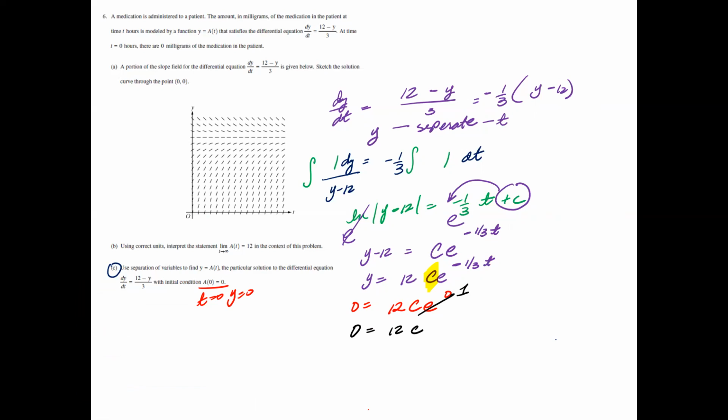From here, I just realized that I made a little typo. When I move that 12 over, it's a positive 12 plus c. Sorry. There we go. So c equals negative 12. Now that I have c equals negative 12, I can go back to my original equation, which is a y right here. So I can change that y to A of t is equal to 12 plus negative 12 e to the negative 1/3 t. And this right here is going to be your equation.